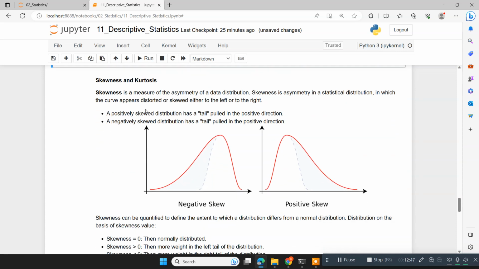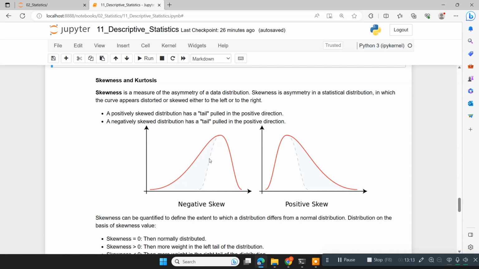Let's first understand skewness. Skewness is the measure of asymmetric distribution. You need to understand these two terms, symmetric and asymmetric. Symmetric means data is normally distributed. Asymmetric means not normally distributed. So remember, skewness is asymmetric distribution. Here we have two types, positive skewness and negative skewness.